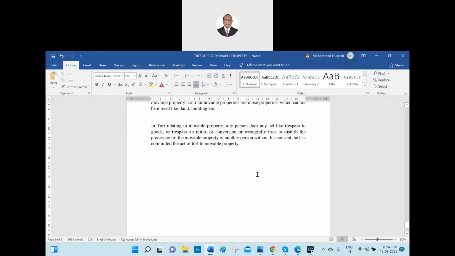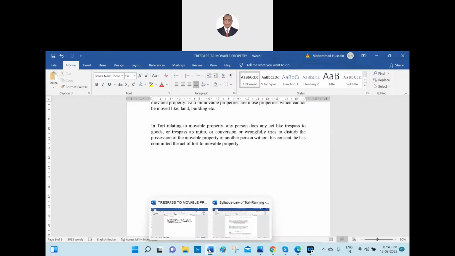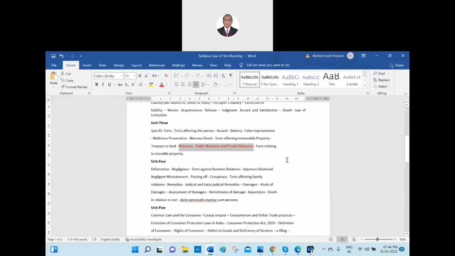So this is the way I have completed the torts relating to movable property. But in the middle, the nuisance is there. Can you say how many types of nuisance you know? Yes. Public and private nuisances, sir.